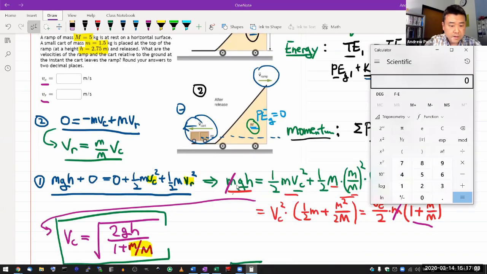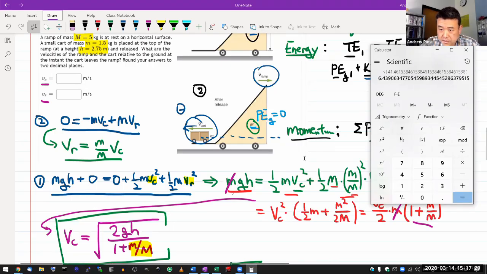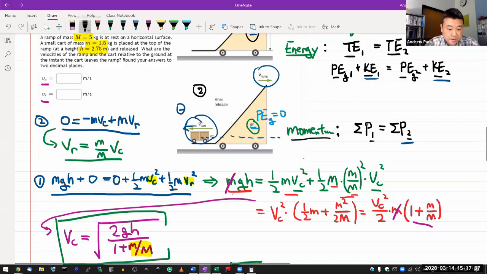So let me calculate 2GH first. 2 times G, 9.8, times H, 2.75. That's my numerator. That's going to be divided by, parenthesis, 1 plus the ratio of the masses, 1.5 over m, parenthesis closed. That's what's under the square root. So let me take the square root of that. 6.439. I'm just keeping some additional significant figures because that never hurts. So 6.439. It should be meters per second.